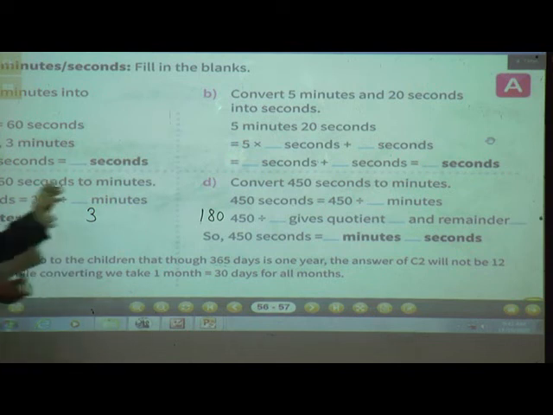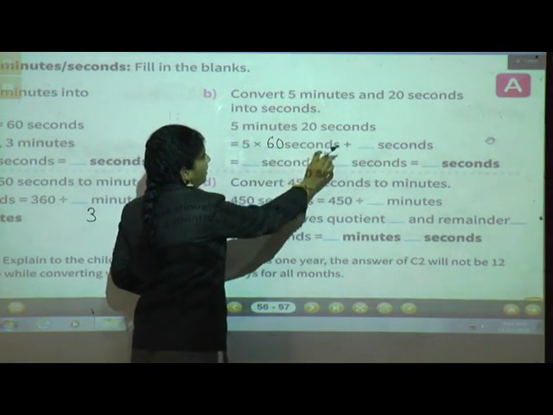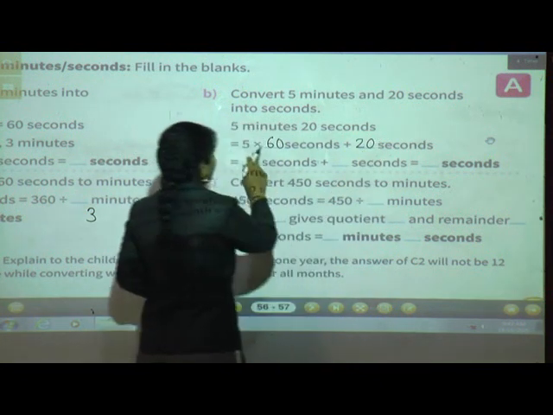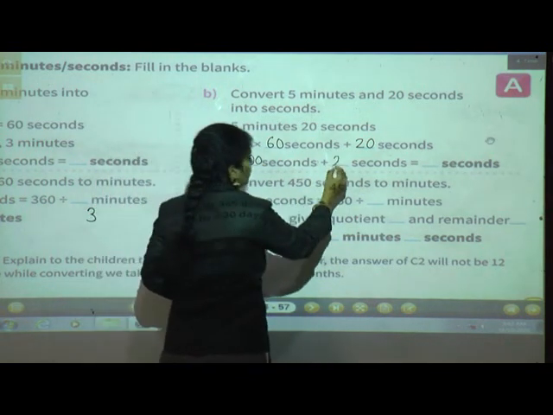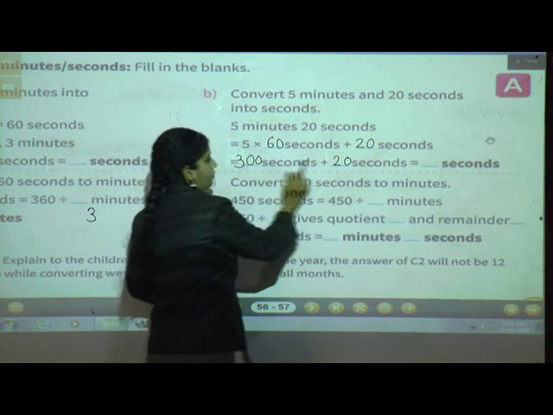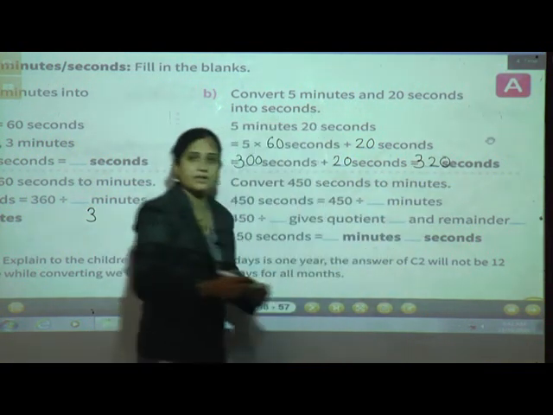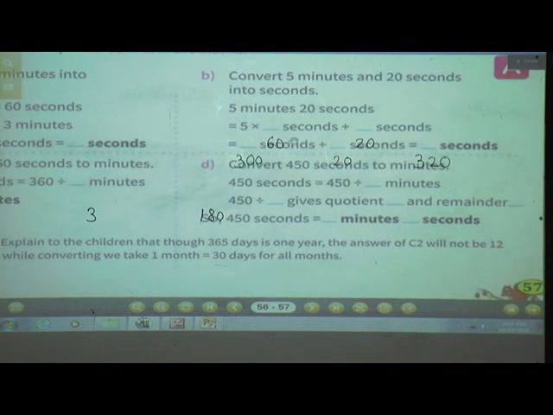Now next one, convert 5 minutes and 20 seconds into seconds. So 5 multiplied by 60 seconds plus 20. Okay, 5 into 60, 300, and this 20. Add both of these, so the addition will be 320 seconds. Okay. Here students, in this way we are going to solve our next exercise.